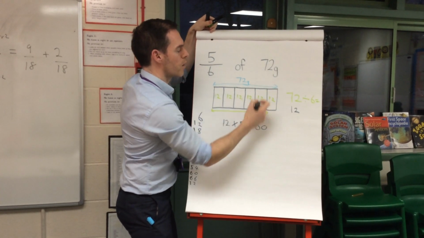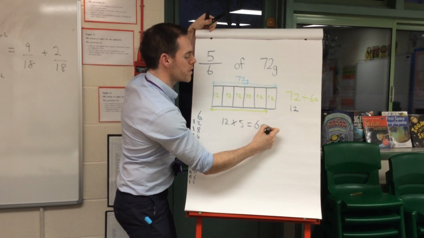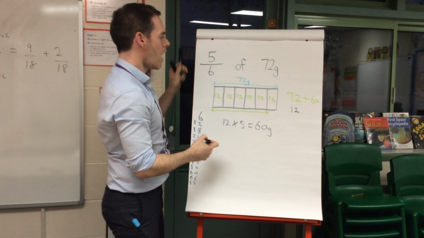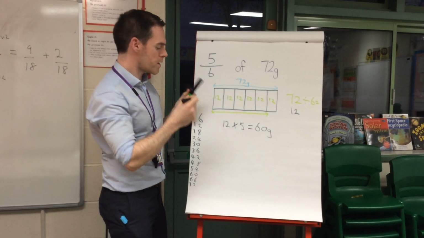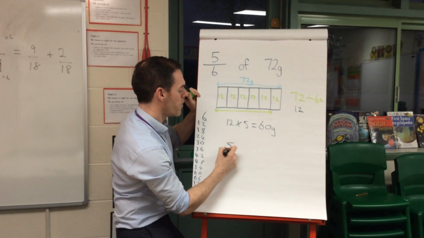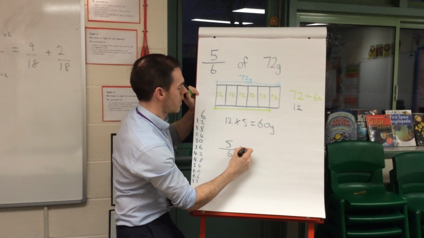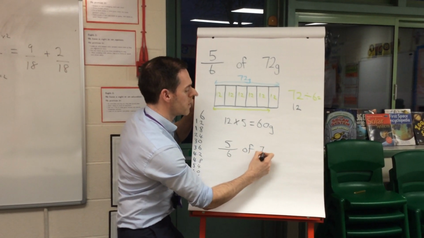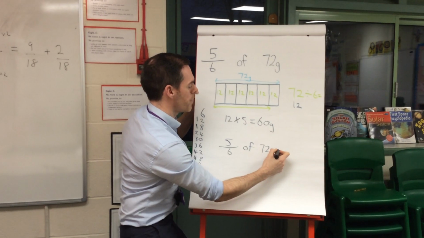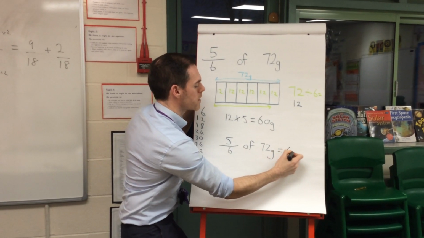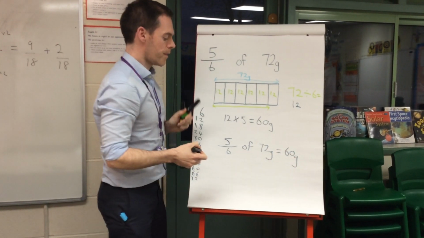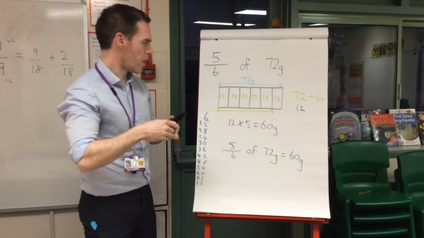Okay, go back and look at what my unit of measure was. It's grams, so 60 grams. Okay, and then I'll rewrite my whole number sentence below. So 5/6 of 72 grams equals 60 grams. Okay, hopefully that makes sense.